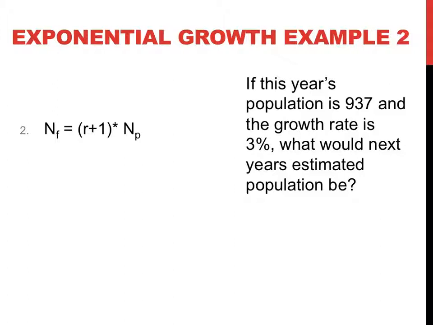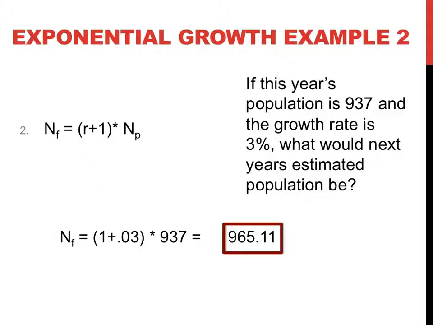estimated population size? There are only two variables that you need to find the answer to this sort of problem, R and NP, both of which are provided on this problem and designated here. The present population is 937 and the growth rate is 3%. Again, percentages must be written as a decimal form or you will arrive at the wrong answer. After plugging in these calculations, the estimated population size after 1 year would be around 965.